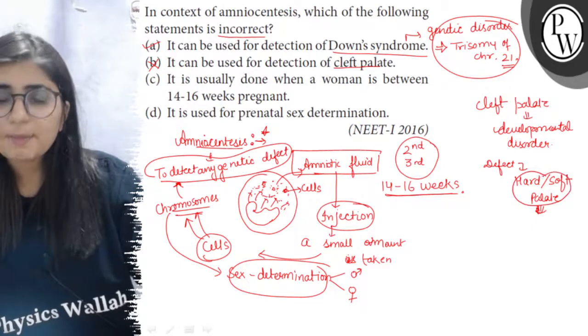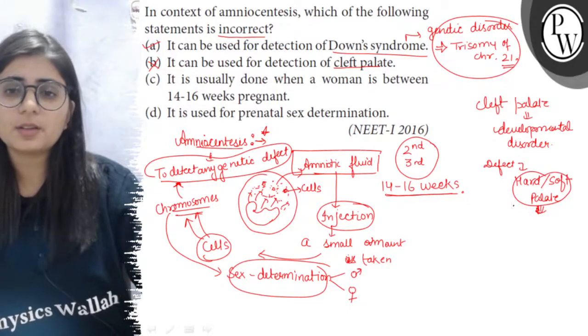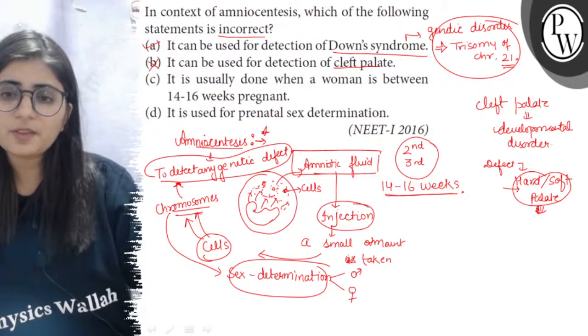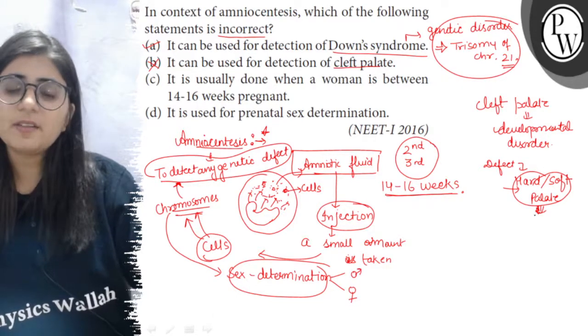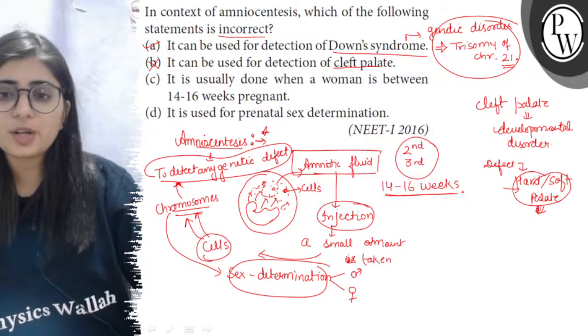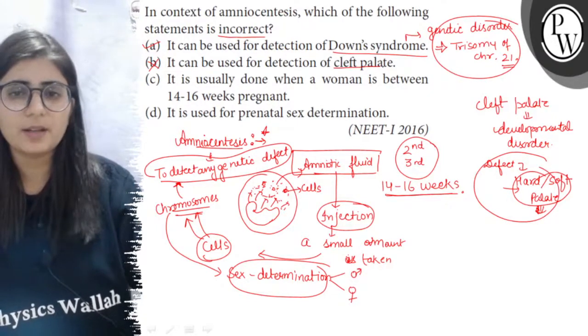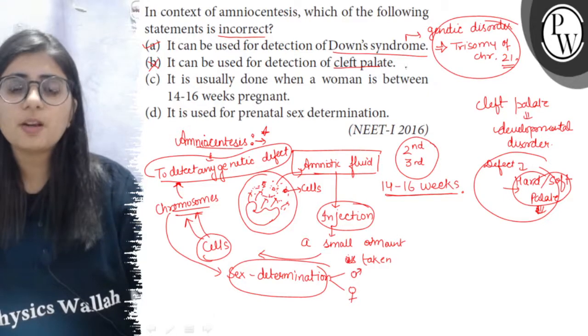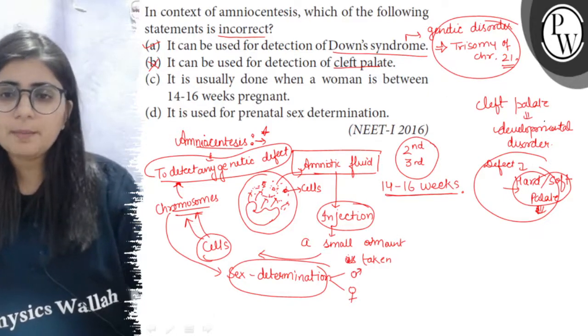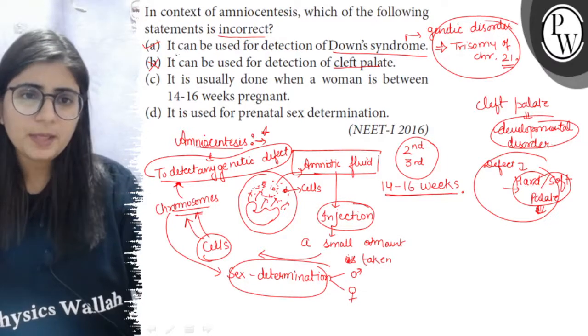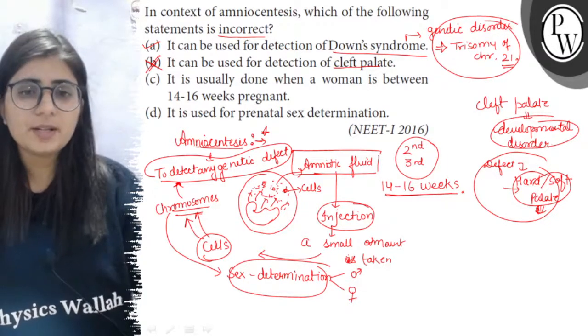Actually, the palate is there for separating the oral cavity from the nasal cavity, but if this defect is there, then the nasal cavity and the oral cavity are not completely separated. Such a problem in the palate is called cleft palate, and it is not due to any chromosomal abnormality, but it is due to a developmental defect. So it cannot be detected with amniocentesis.